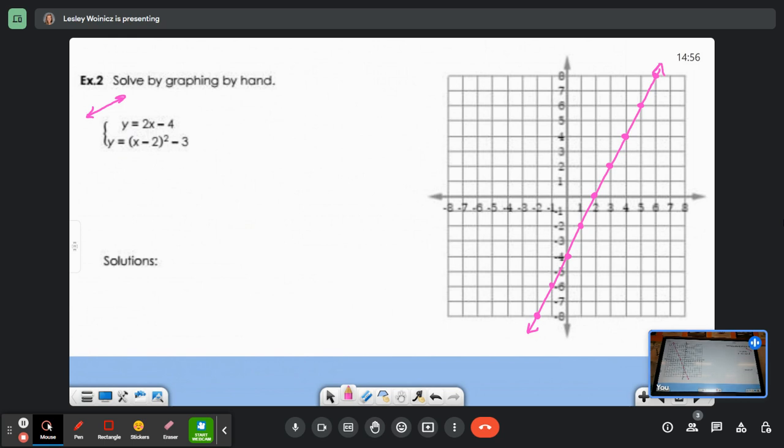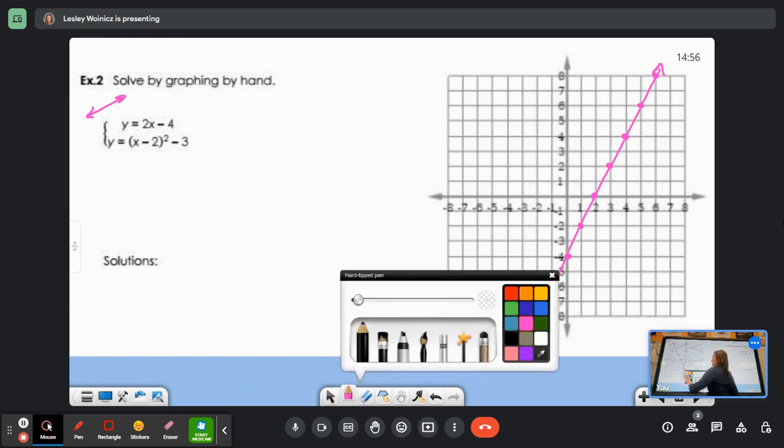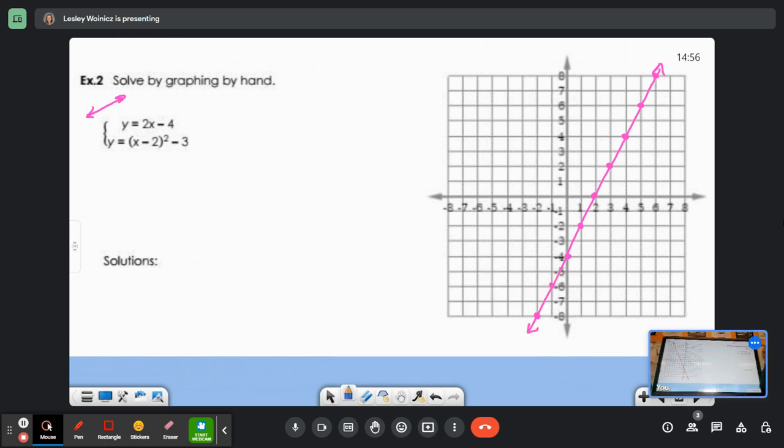All right, what do you notice about the second equation? It's got a power of 2, so what does that make it? Quadratic, and what shape is that? Yeah, like a U, a parabola. All right, check out the A value.